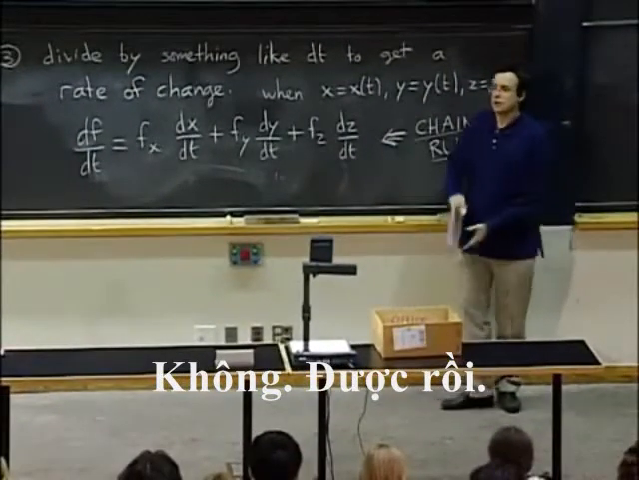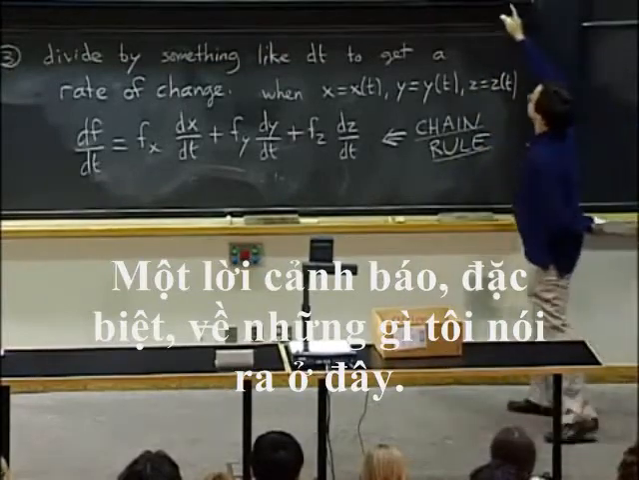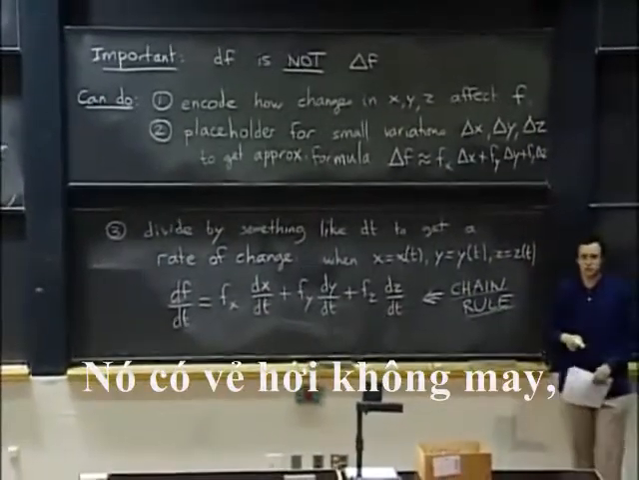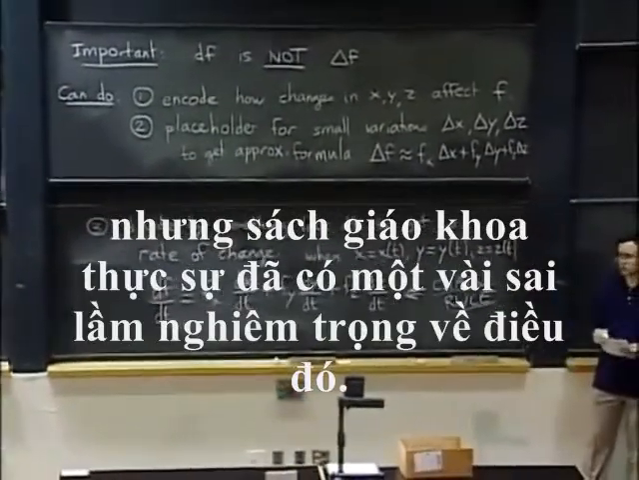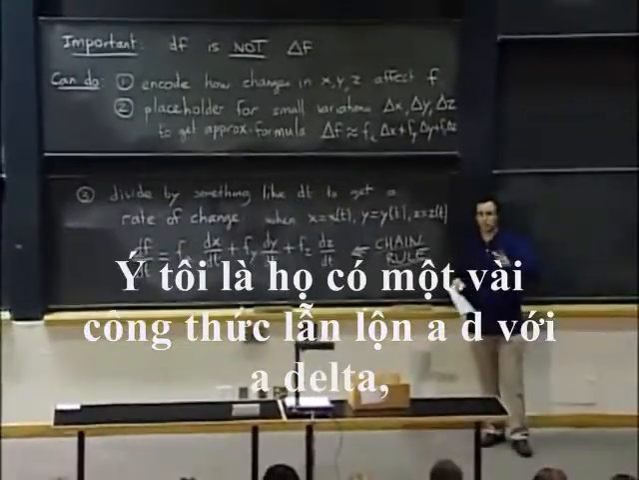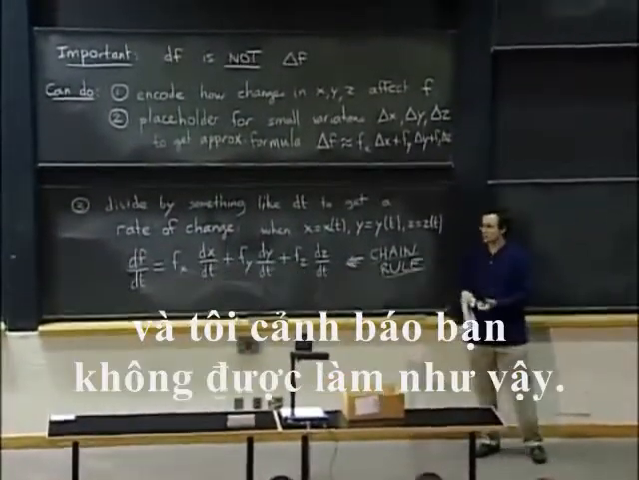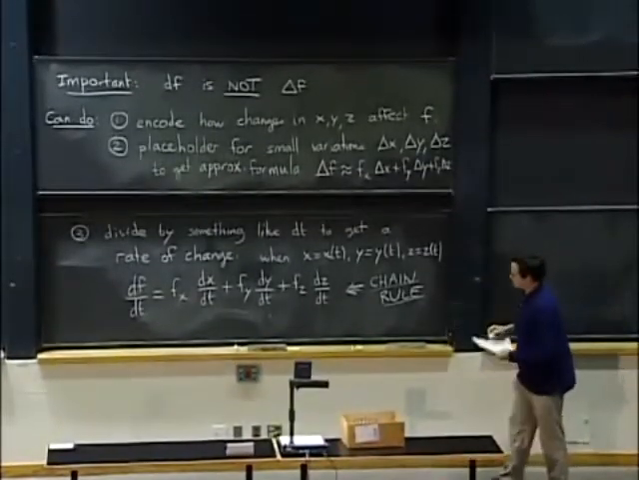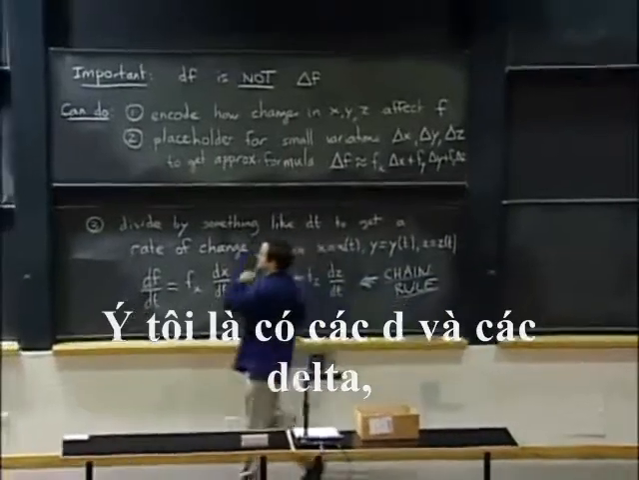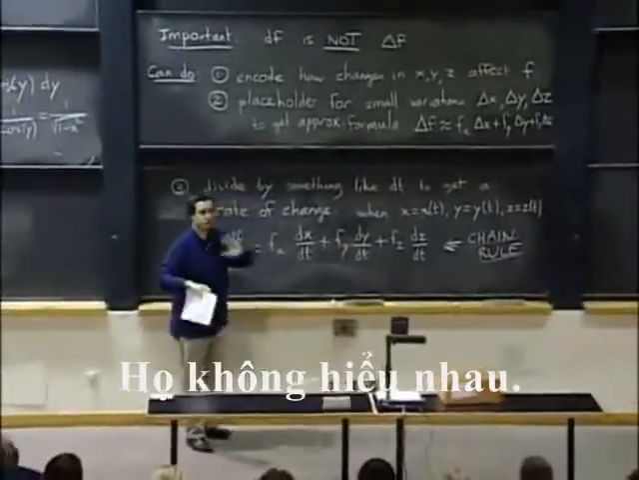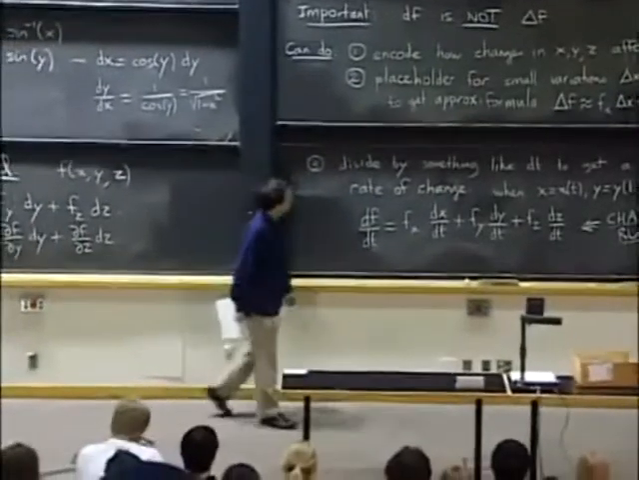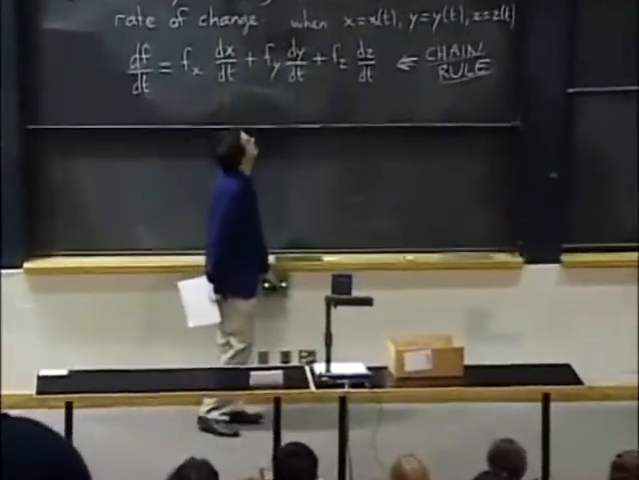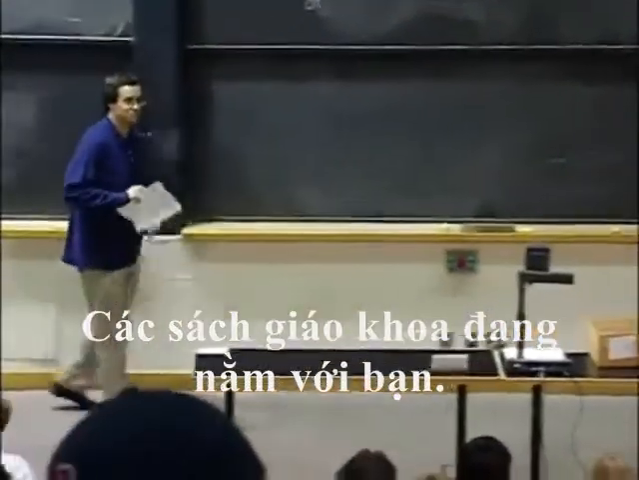No? Okay, so a word of warning in particular about what I said up here. It's kind of unfortunate, but the textbook actually has a serious mistake on that. I mean, they do have a couple of formulas where they mix a d with a delta, and I would like you not to do that, please. Okay? I mean, there's d's and there's deltas, and basically they don't live in the same world. They don't see each other. The textbook is lying to you.